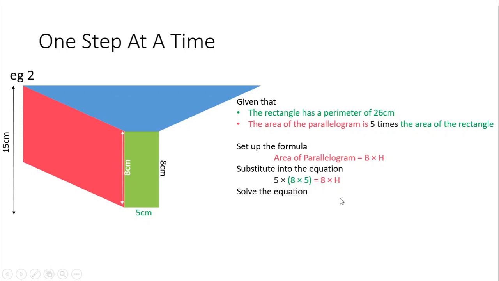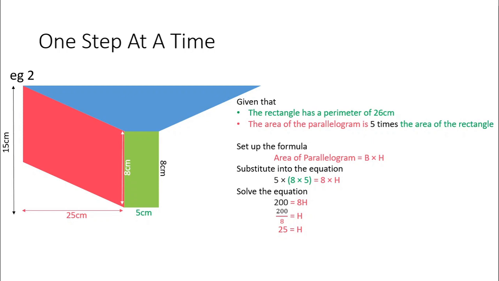So simplifying that, 5 times 8 times 5 is 200, is equal to 8h. I want to know what h is, so I need to get the 8 to the other side. The 8 is multiplying, so I will do 200 divided by 8. And that tells me that h is equal to 25. The height of the parallelogram is 25 centimeters.